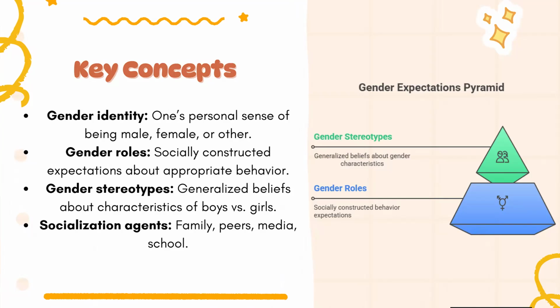For example, assuming boys are naturally better at sports or girls are naturally better at helping teachers. A very common stereotype is this: if a boy is good at drawing, people say, wow, that's unusual. But if a girl is good at it, they say that's normal. And if a girl is good at solving tough math problems, people act surprised. Imagine how these reactions shape a child's confidence.